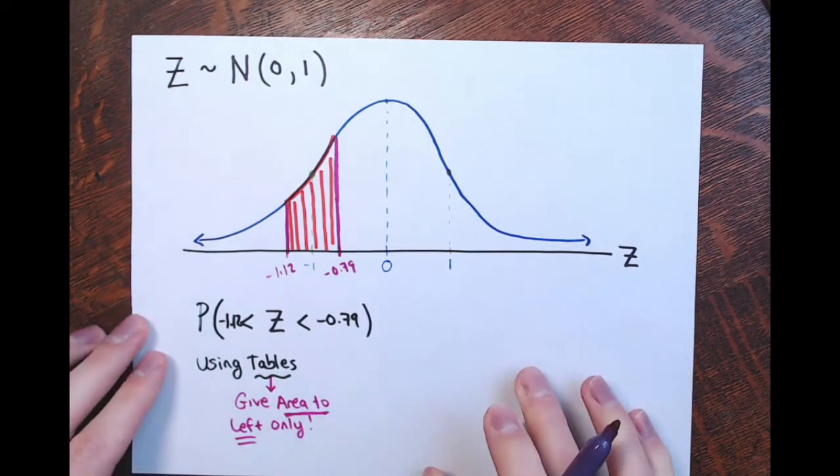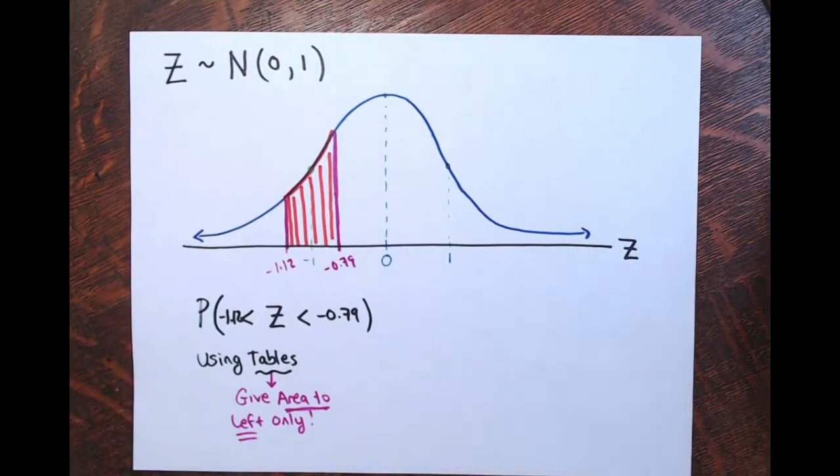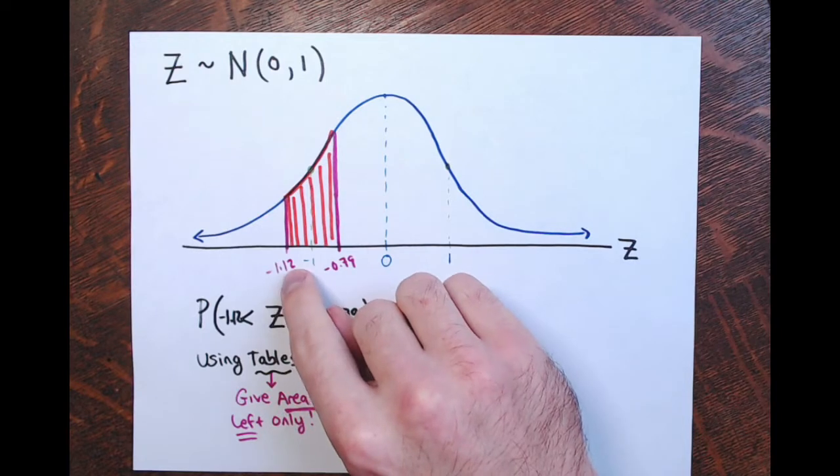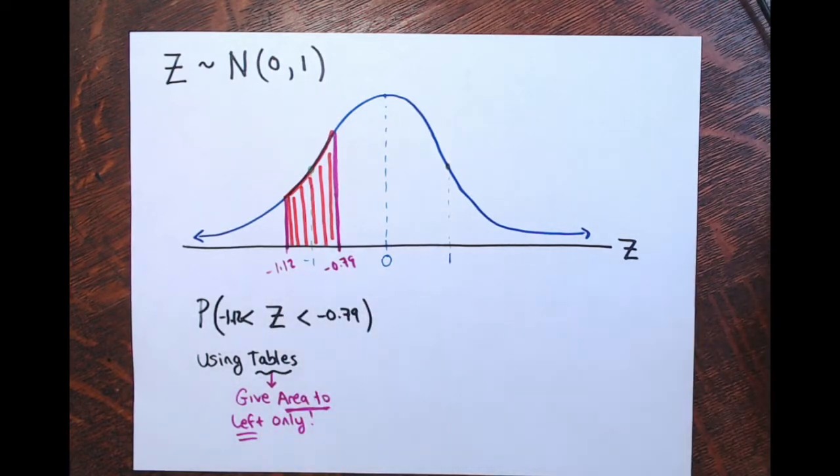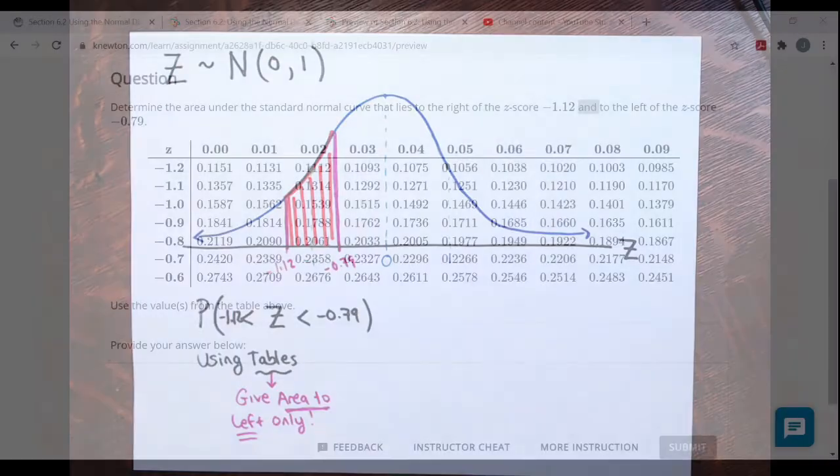All right. So let me show you what I mean. So looking back, let's take a look at, say, -1.12. Let me go to that table, and I'm going to find the z-score of -1.12 and see what number is in line with that z-score.